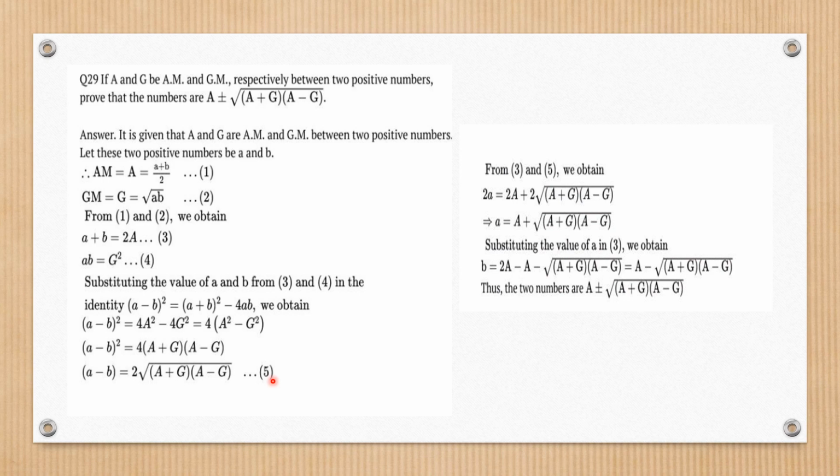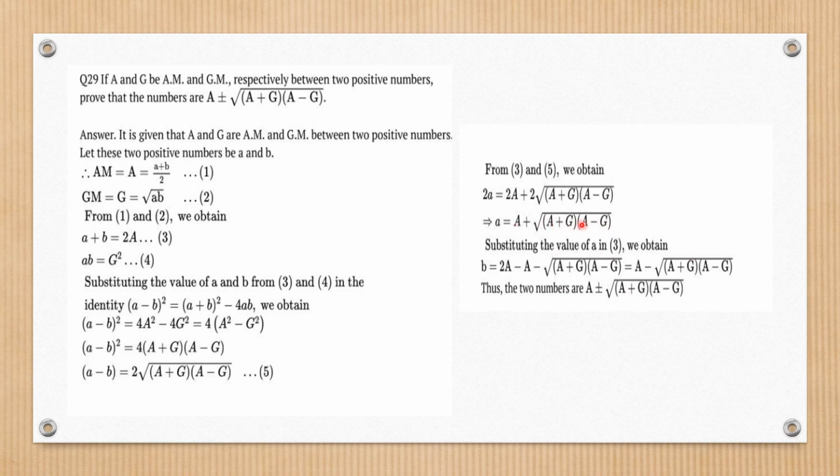Now from equation number 3 and 5, how to get the values of a and b. Okay, now a plus b is your 2A, a minus b is your this complete thing. Okay, so I'll add up this. So on the left hand side, what will I get? I'll get 2a, small 2a, and on the right hand side 2A plus 2 times this complete thing. Can I take 2 common? Yes. So a is equal to A plus this root of (A plus G) into (A minus G).